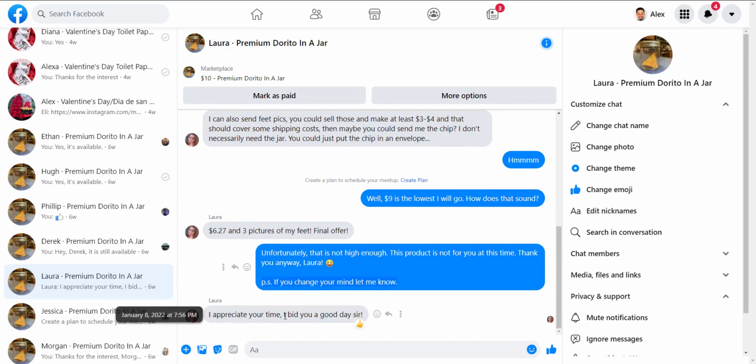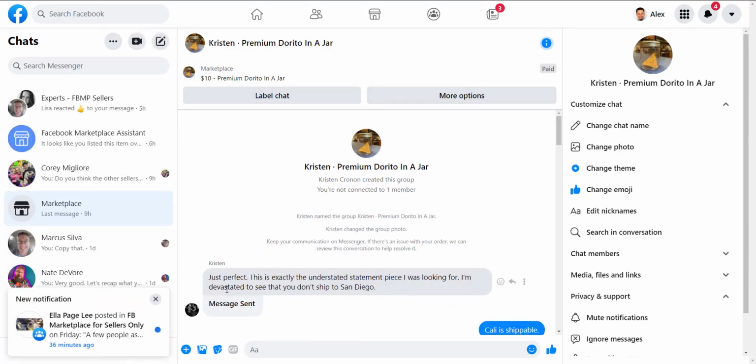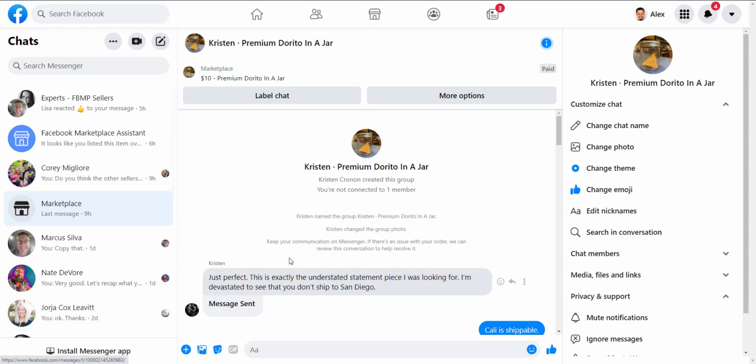She goes, I appreciate your time. I bid you a good day, sir. Great experience. Even though she tried to play me, I mirrored her, played her back, had fun with it, and this potentially could be a rating if Facebook still allows you to rate without buying. Or she may come back and buy later. You never know. My last example is from Kristen.